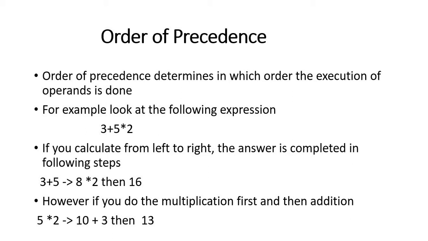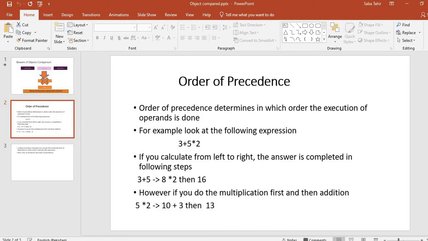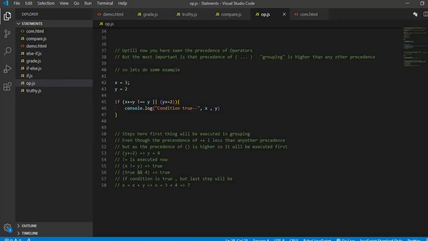I have done the execution in two ways here. If I did not have order of precedence, then my calculations would be done in different ways. That's why JavaScript introduced order of precedence. Let's see an example. I have an example in console log.